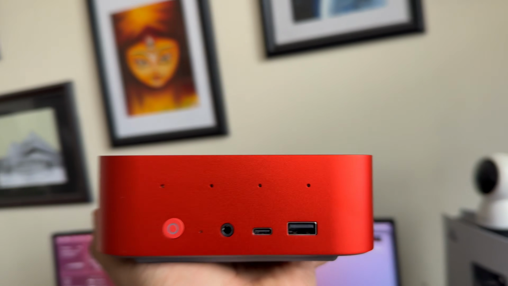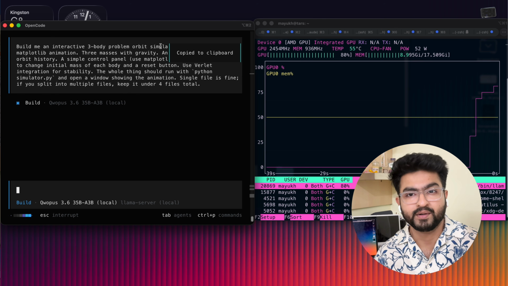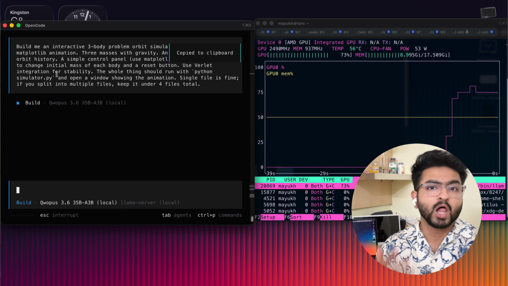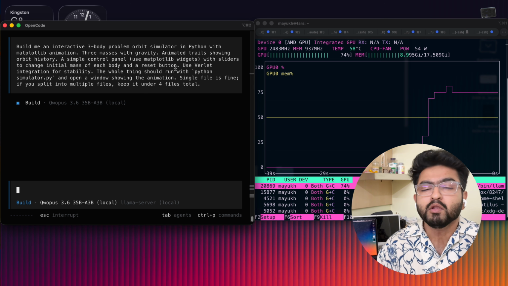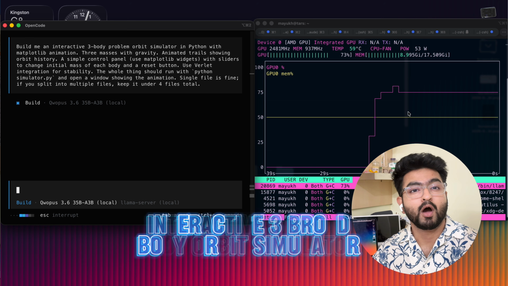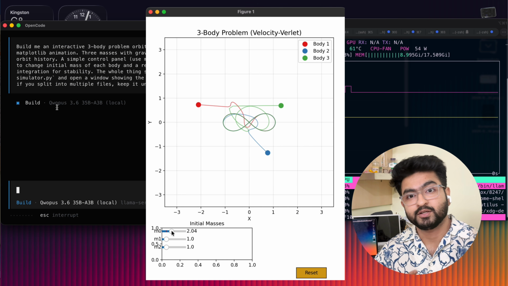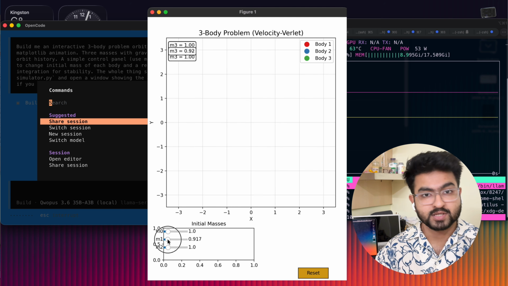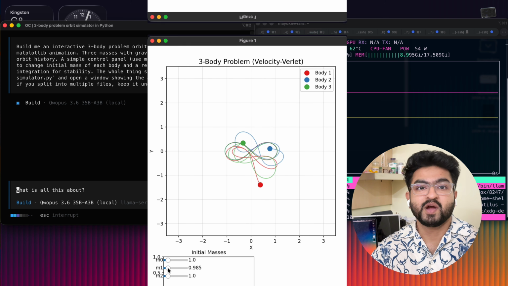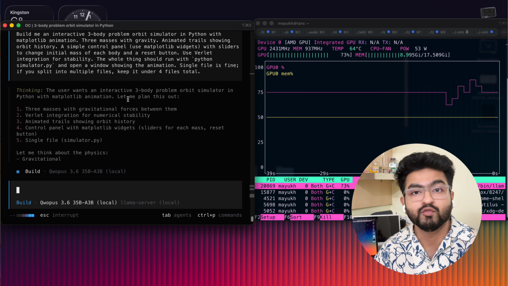Now the real question: can it do useful work? Test 1. I'm giving Qwopus a single prompt through opencode, the open source Claude Code alternative, which I'm sure a lot of you guys have used. This will build me an interactive 3-body orbit simulator. 3 masses, gravity, animated trails, controls to pause and reset. This is where most very basic local models kind of fall over.